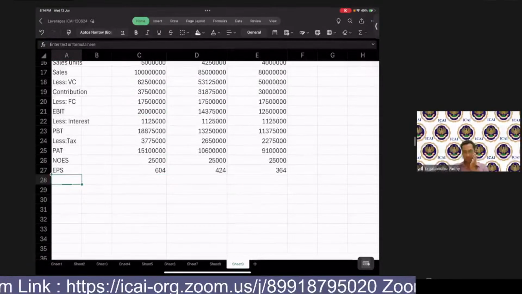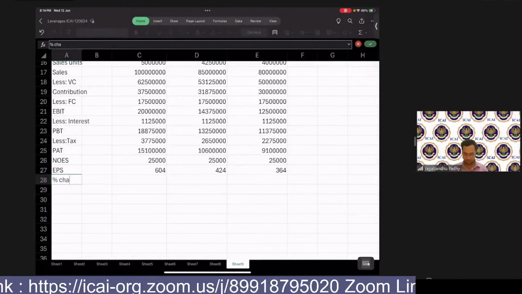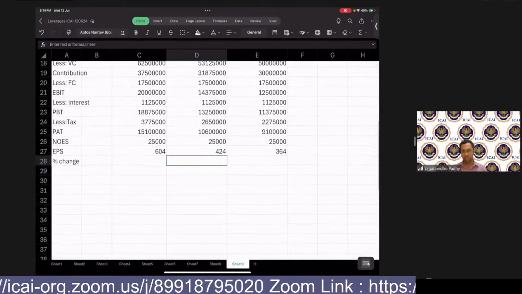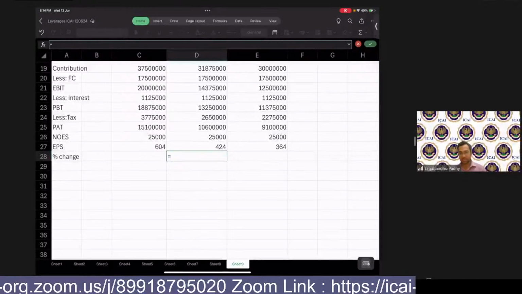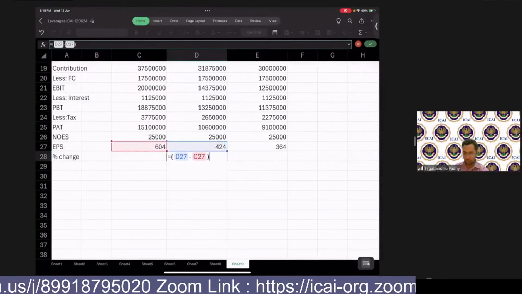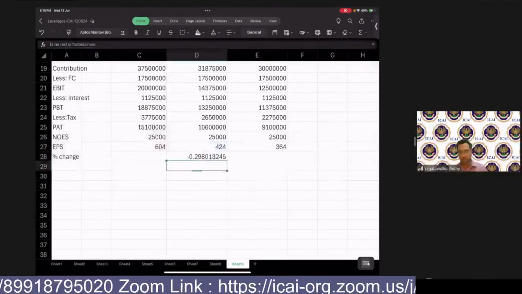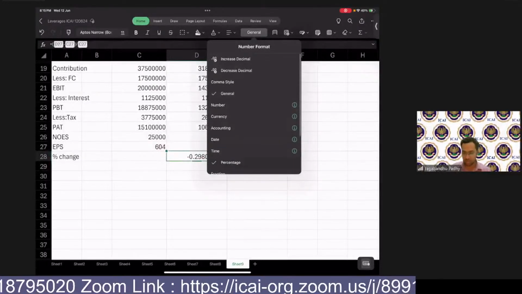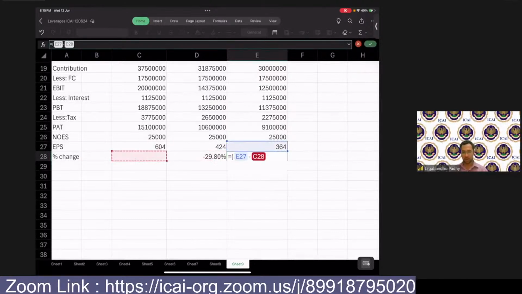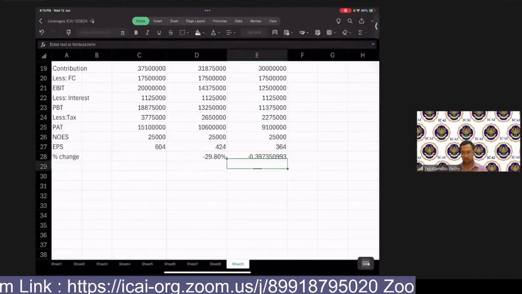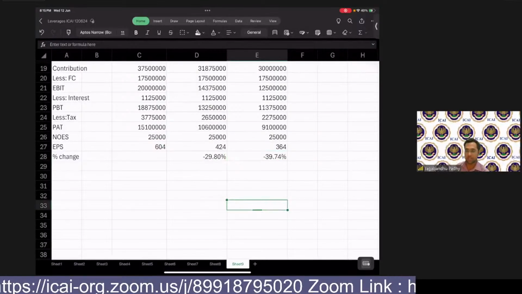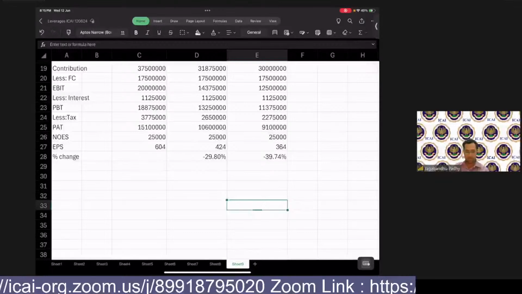If I ask you what is the percentage change in EPS, you know how to get the percentage change, right? It is new value minus old value divided by the old value. Percentage change in EPS is 29.8%, whereas here it is 360 minus 604 divided by 604, a 39.74% reduction in EPS.